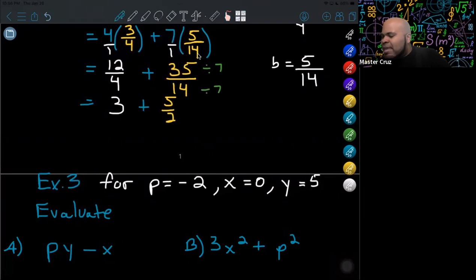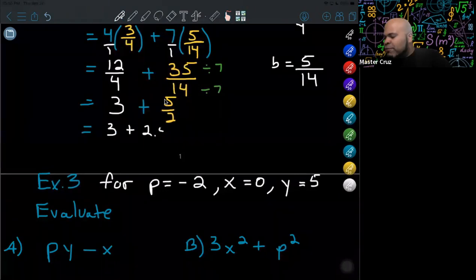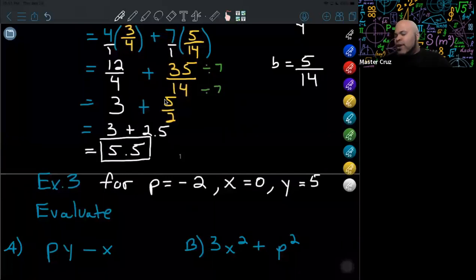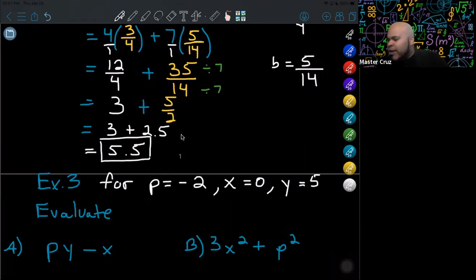Now you could make this a decimal if you like, or you could work with them as a fraction. I'm going to make it a decimal because I think it's easier. 3 plus 5 divided by 2 is just 2.5, and you add 3 plus 2.5. All right, perfect. So that's 5.5. That's how you do it with a fraction. You convert it to a decimal. Now, if you don't want to convert it to a decimal, then you can make the 3 a fraction, put it over 1.